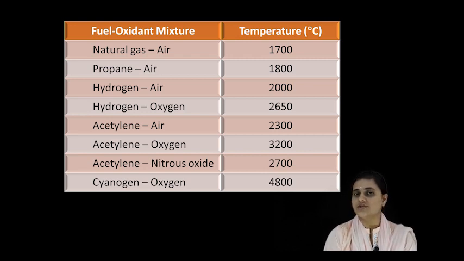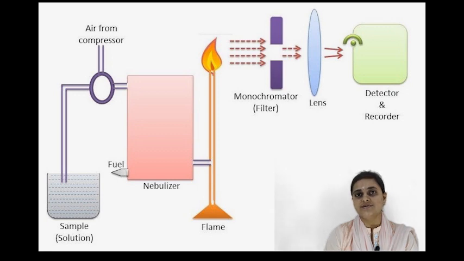This is one of the strongest, the highest temperature we can achieve by using acetylene and oxygen. By using this mixture, we will achieve approximately 4800 degrees Celsius, which is approximately equal to 5000 degrees Celsius. So this is about the source of flame, which, as I already said, plays a very important role. And the next comes the nebulizer.